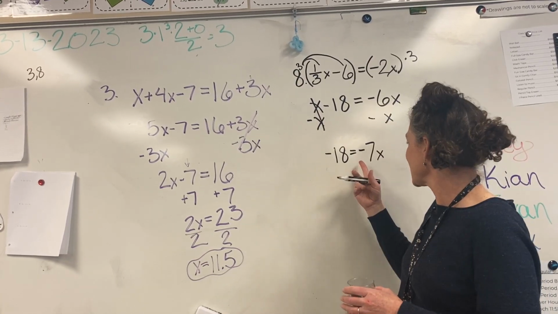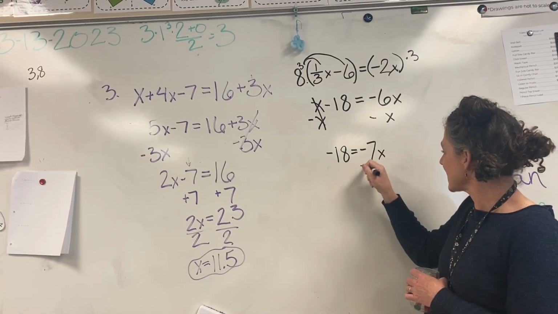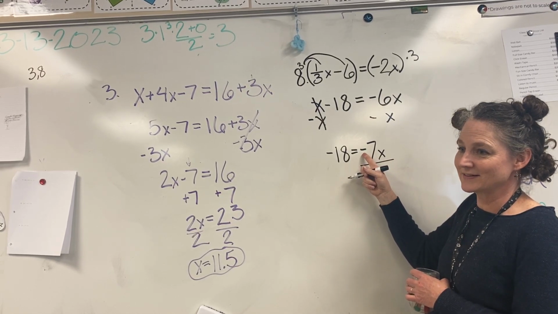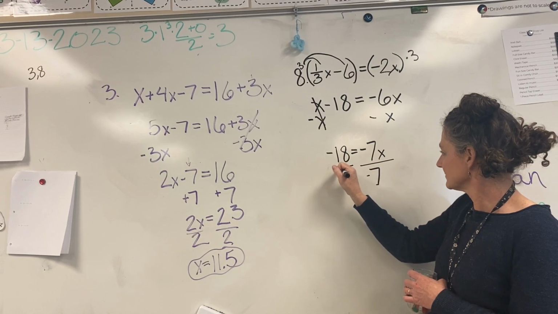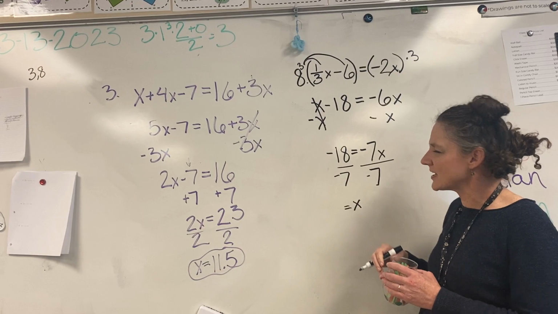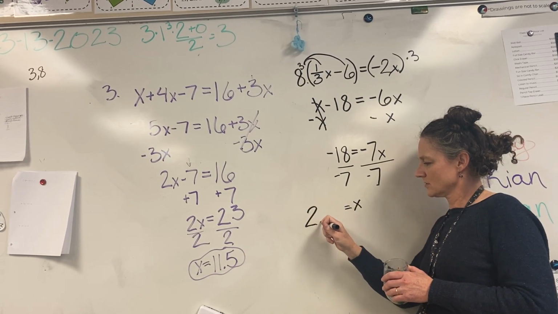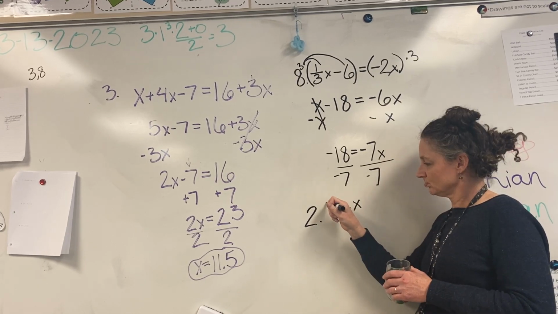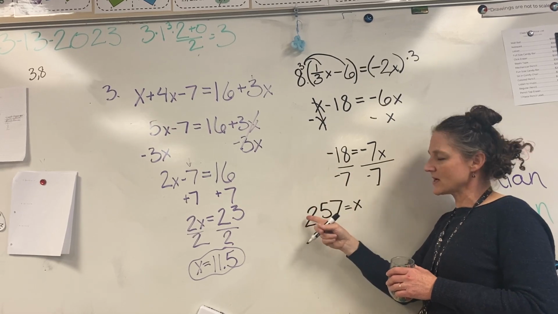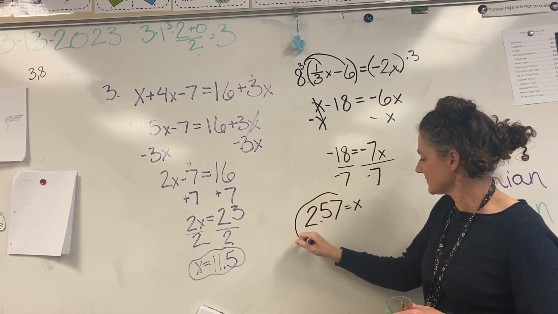Andy, what's my last step? Divide by negative 7. Don't lose your negatives. And we get x equals, what's negative 18 divided by negative 7? Positive 2.57. Why is it positive? We've got negatives. Because when you divide 2 negatives, we get a positive.